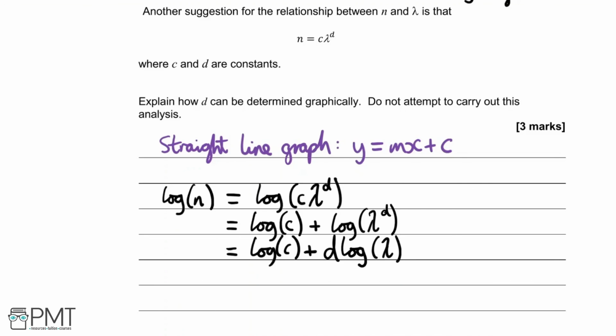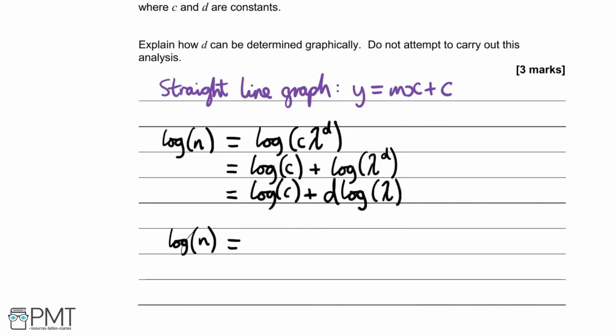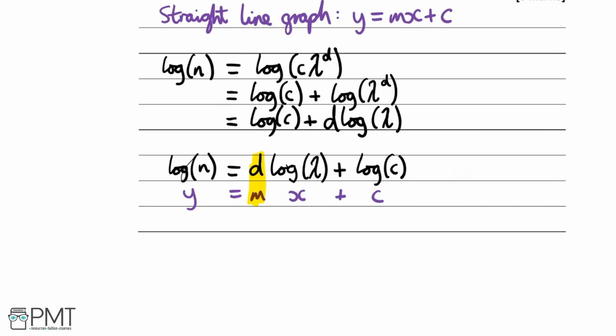Now that we've got d as a multiple, we can actually put this into a straight line format. So writing that straight line equation underneath again, if we were to plot values of log n on the y-axis and values of log lambda on the x-axis, the gradient of the graph that we end up with is going to be d. As you can see there, m, the gradient, is correspondent to d. So here's what you need to write down.